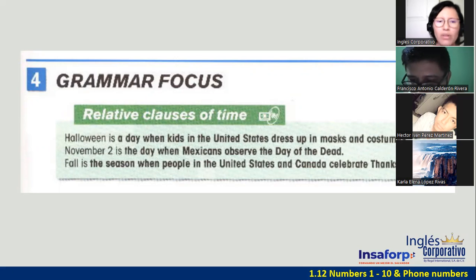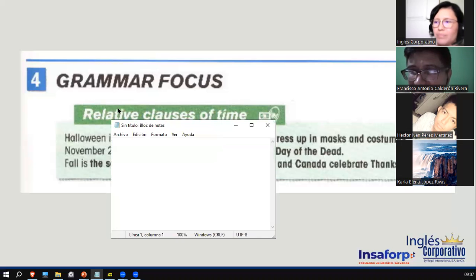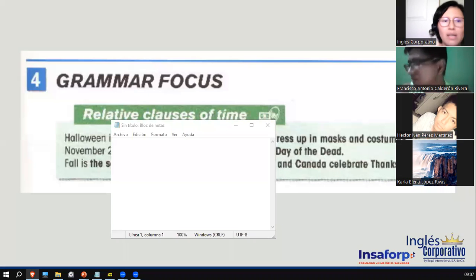So, there you have two different clauses, right? Give me one second. Sorry. So we have two types of clauses, okay? Primero, vamos a entender qué es una cláusula, okay? So what is a clause, right? I'm going to type it here. Vamos a ponerlo acá. And we're going to define what is a clause, right?